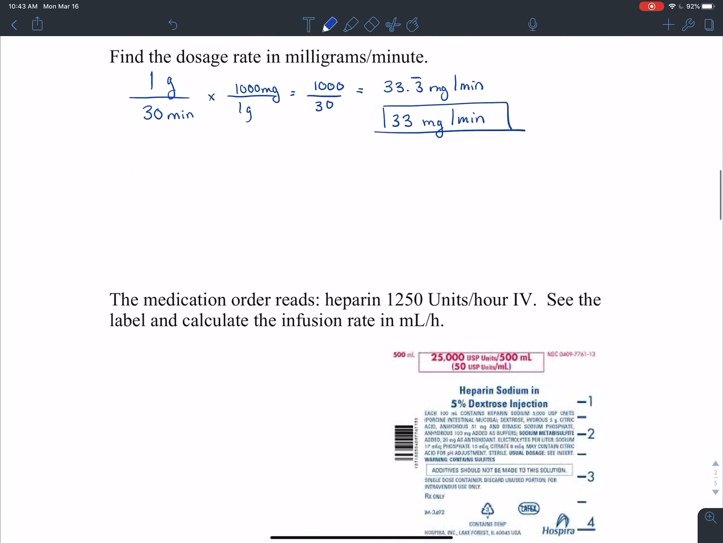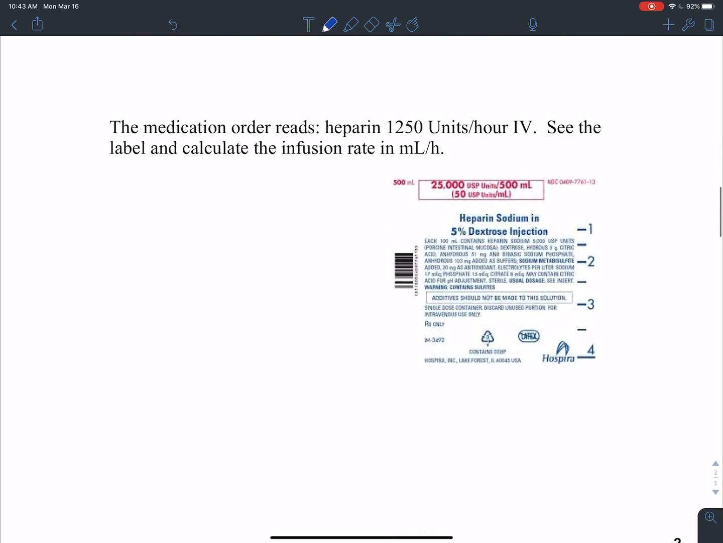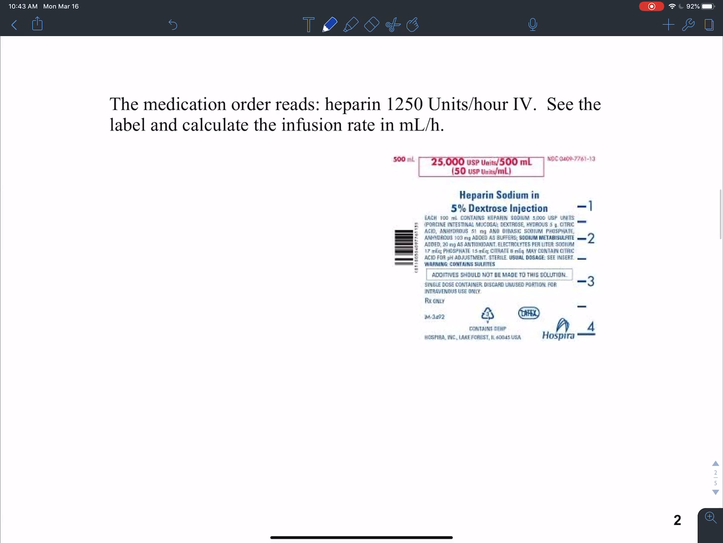If we look at another example, it says the medication order reads heparin, 1,250 units per hour IV. See the label and calculate the infusion rate in milliliters per hour. So we start out with that rate they gave us, the 1,250 units per hour. I want to get to milliliters per hour. So that's telling me I need to look for something that relates units to milliliters.